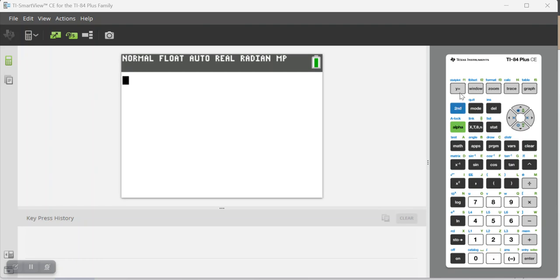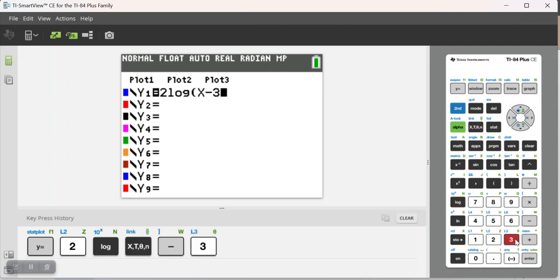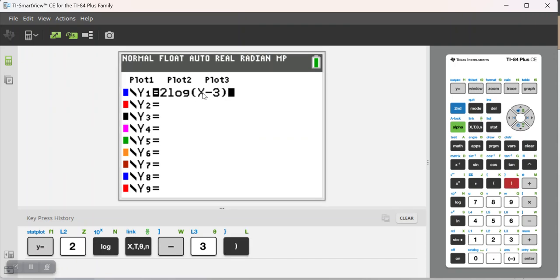So to graph logarithmic functions on your calculator, just go to your Y equals editor and type in whatever function you need. So let's say I want 10 times the log of x minus 3. And in this case, x minus 3 is the input to the function, so I do want to make sure I put that in parentheses to make sure that it all gets included in the input. So now I have 2 log x minus 3.